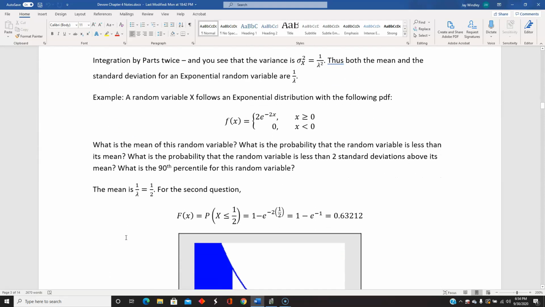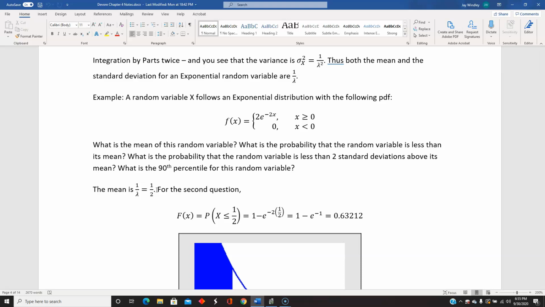So here's a little example using the exponential distribution with a parameter of 2. And here's several questions. What is the mean? What's the probability that the random variable is less than its mean? What's the probability that it's less than 2 standard deviations above the mean? And what's the 90th percentile for this random variable? So since lambda is 2, the mean is 1/2. No calculations required there. The mean is the reciprocal of lambda.